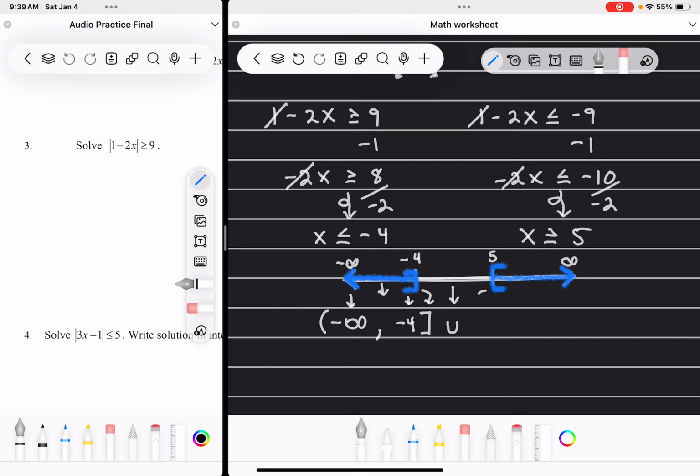All right, we're going to go here. We're going to take this bracket here, take the 5 down. Here's our stuff, which means comma. Here's our infinity sign for the positive, parentheses. So either one of these will work for our answers, okay?